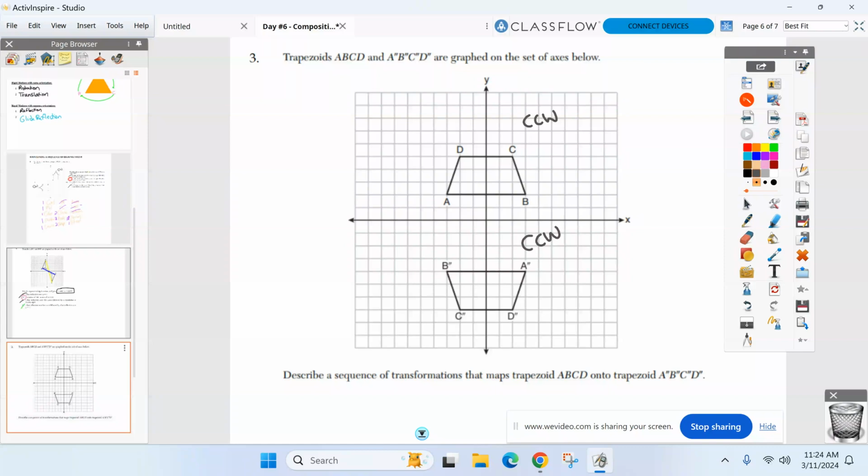A has to go to A double prime. B has to go to B double prime. You can write out in words what your rule is, or use composition notation like we showed at the beginning of class.